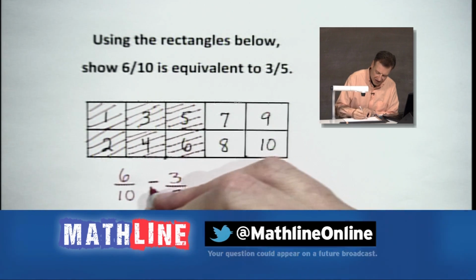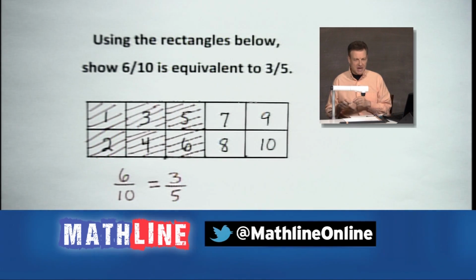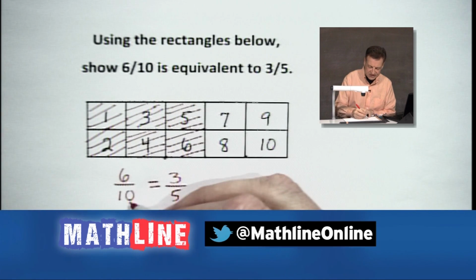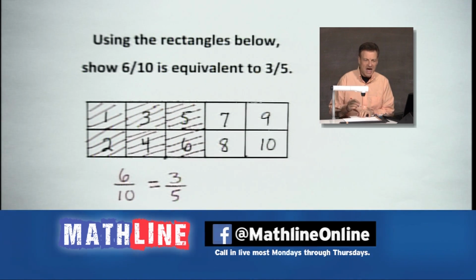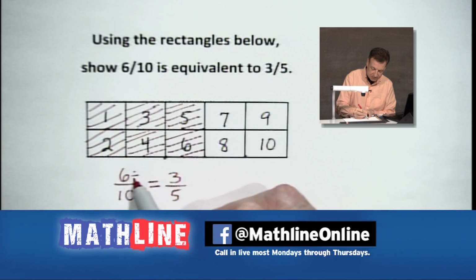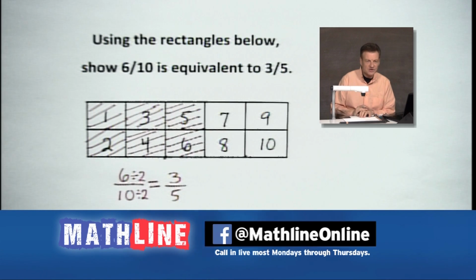And you know what? They are the same. Now, let's talk about this a little bit. How do we get from 6 out of 10 to 3 over 5? Well, we divided both by 2. We divided the 6 by 2, and we divided the 10 by 2. That got us to 3/5.